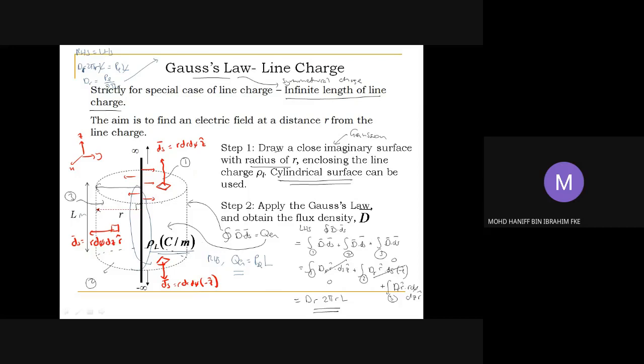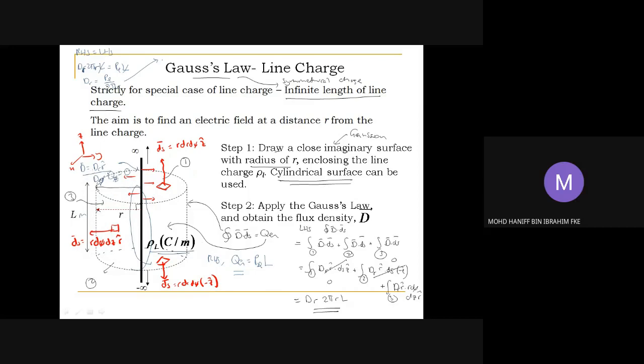agreed that the vector D, for this particular case of line charge density, will only be in the r direction. Because the component of phi and the component of z both equal 0, because there is no flux in the direction of phi and z, as I mentioned earlier. So due to this, your vector D for the case of an infinite length of line charge will only be contributed by the r component. We're going to have the D as Dr in the direction of r.